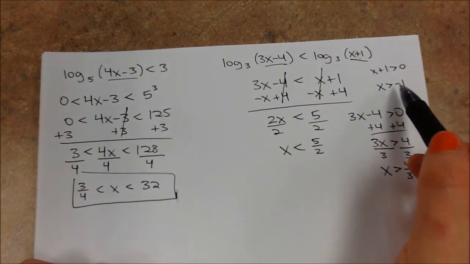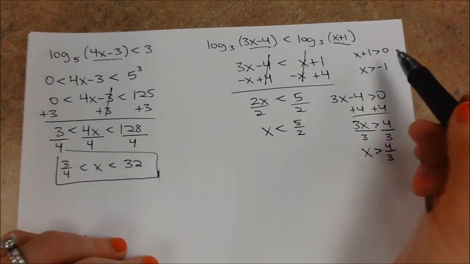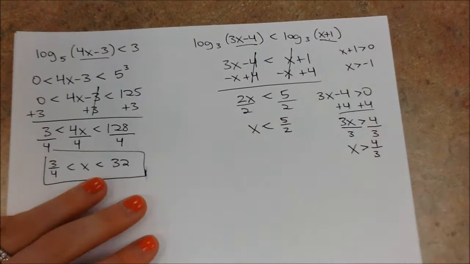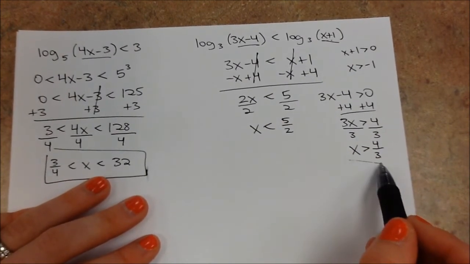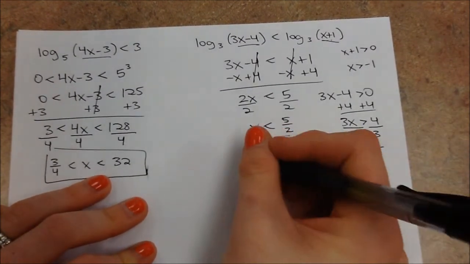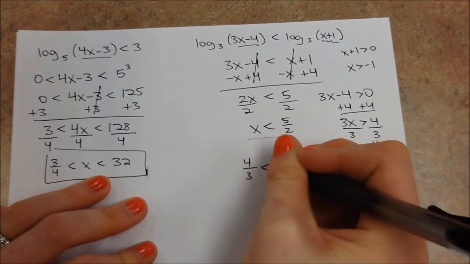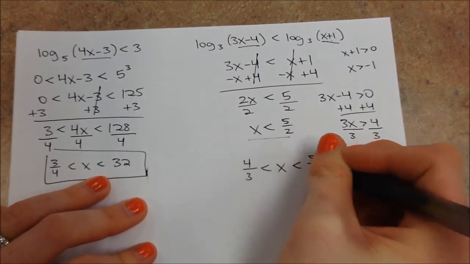All right, so I don't need to worry about this, because as long as x is greater than 4/3, I know x is greater than negative 1. So x has to be greater than 4/3, but also less than 5/2. So I'm going to set up a 3-piece inequality just like the one I have on the left.